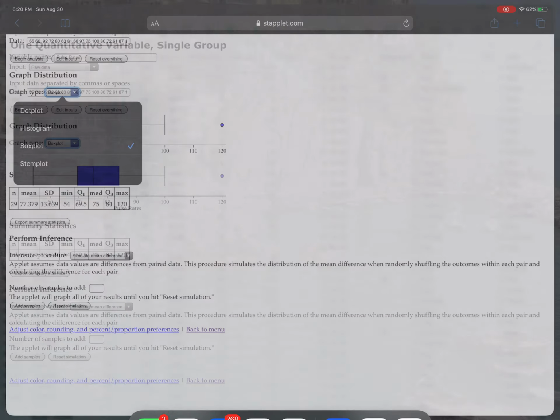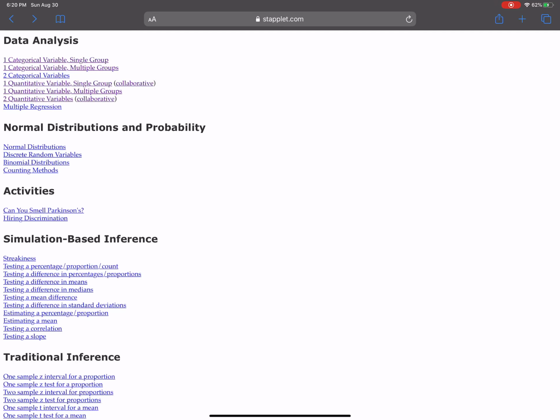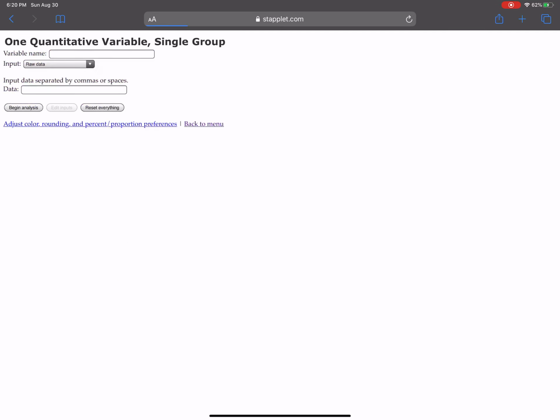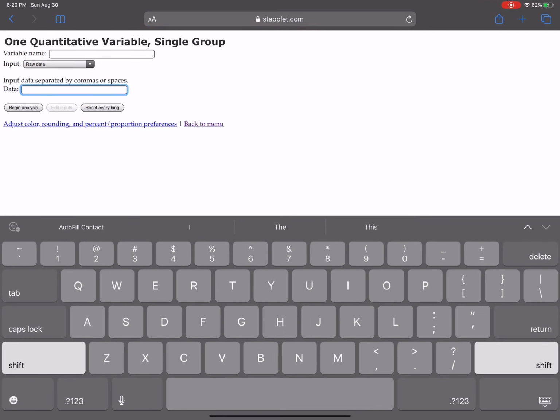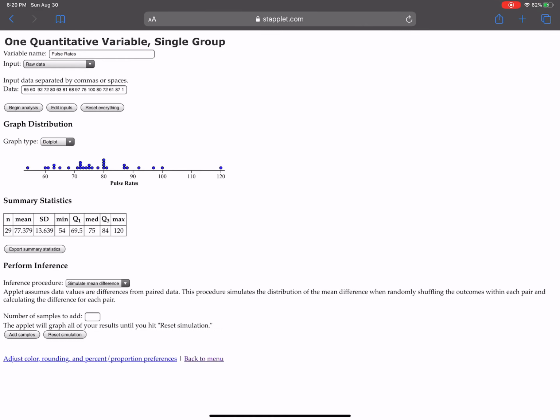And then I'm going to go into StatKey, into one quantitative variable, single group, and paste those right in there. All right, begin analysis. Okay, so look at the dot plot. Does it look like 120 is far away from the data? Yes, Ms. Griggs, it does. Okay, is it an outlier? Gee, I don't know.